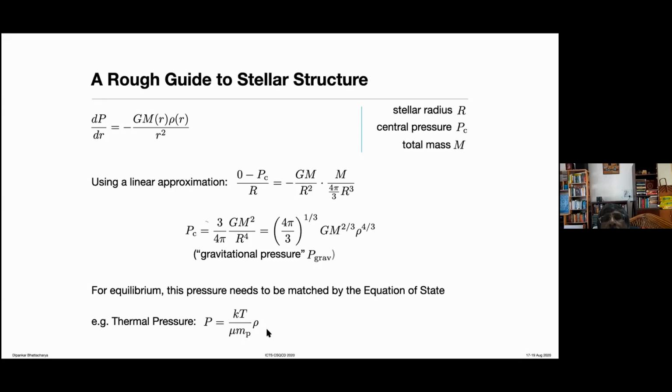On the other hand, if you have a heavier nucleus like helium, then 1 particle will be of mass 4 times m_p, but if it is ionized, then you will get 3 particles out of it. So this will become 4/3 m_p. So mu is just there to count how many species of particles are there per atomic mass. So this is the expression of pressure.